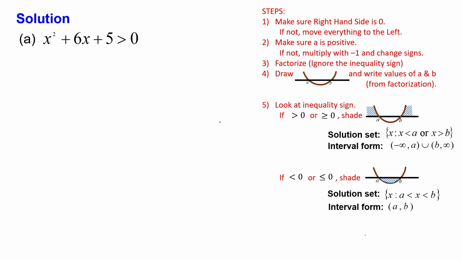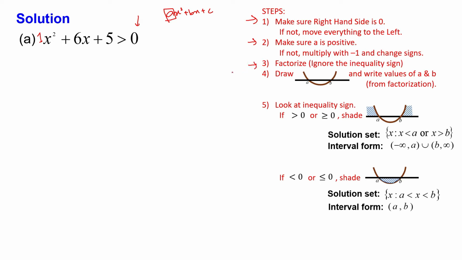Okay, to learn how to solve quadratic inequalities, we go straight to the example. Example 6a. We're going to apply these 5 steps. First step, make sure the right hand side is 0. Well, the right hand side is 0. If not, you just have to move everything to the left. But it's already 0, so we don't have to do anything. Next, make sure a is positive. The a that I meant here is this a. So this a in front of the x squared is already positive. It's positive 1. Step 2 is satisfied.